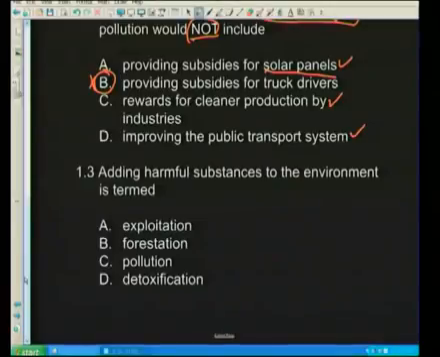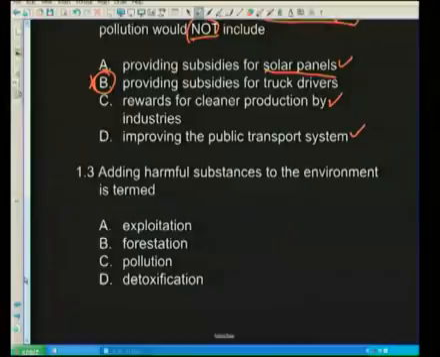Right, adding harmful substances to the environment. Adding harmful substances. Now, we are going to look at pollution also in the next session. We haven't really done pollution in this session, but I've actually given the answer, didn't I? Right, it says adding harmful substances. Now, who's adding the harmful substances? The only people or organisms adding harmful substances is you and me. So the human being, we are responsible for.